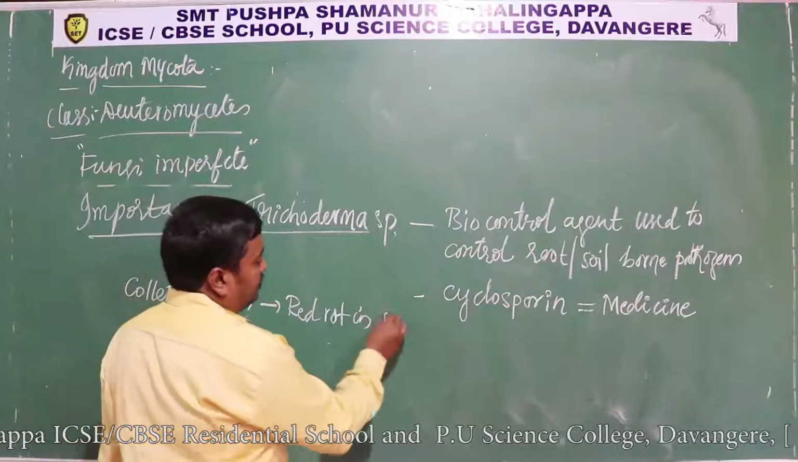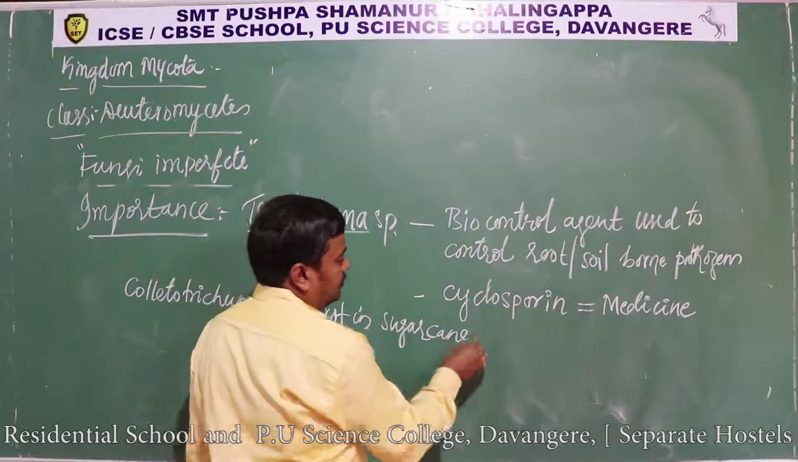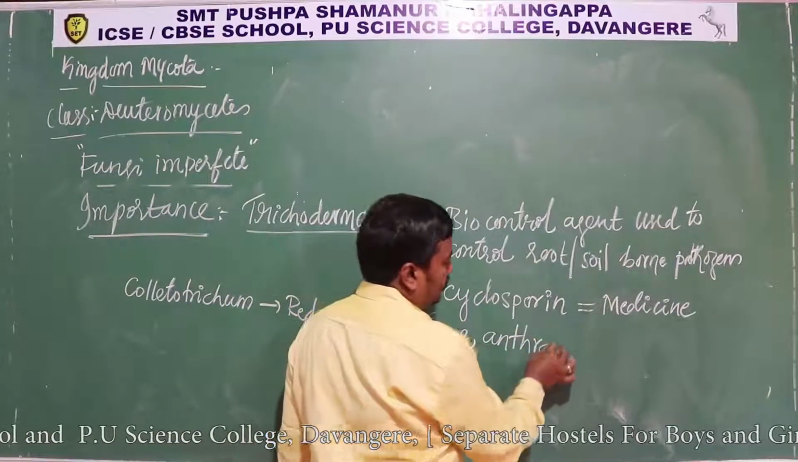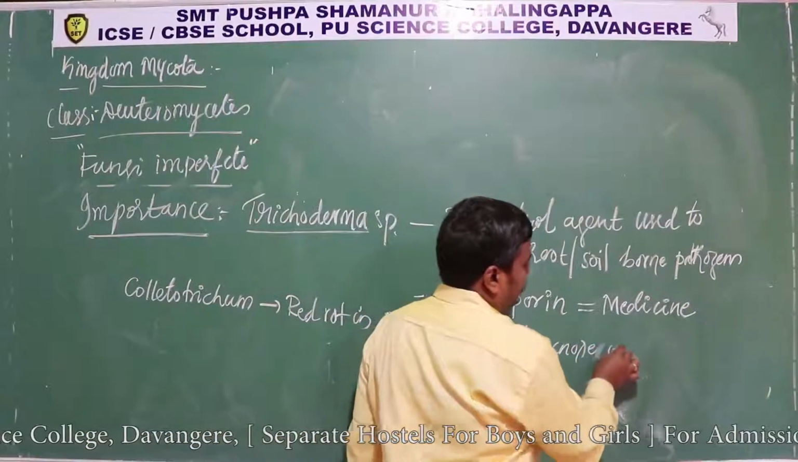Red rot in sugarcane, and there is a disease called anthracnose in chilli.